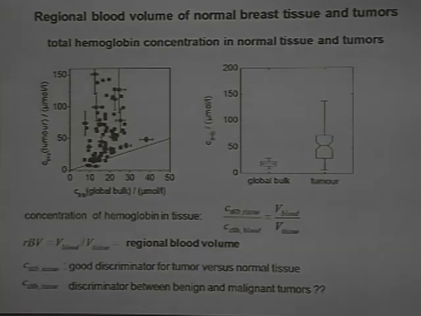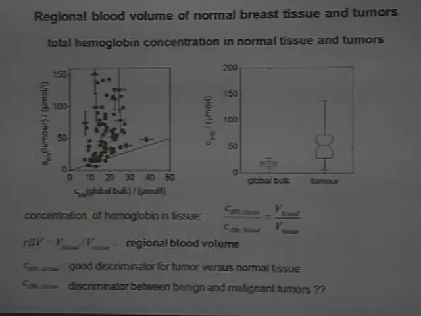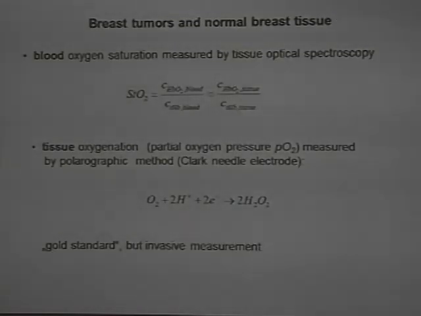So basically, optics measures the regional blood volume. And the regional blood volume is a good discriminator for tumors versus normal breast tissue, but it won't be a good discriminator for benign versus malignant tumors.